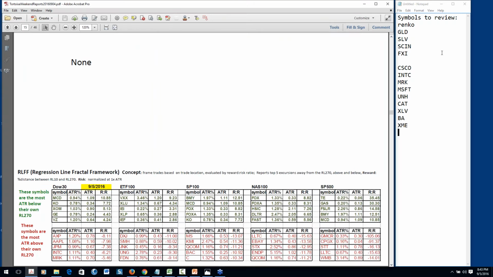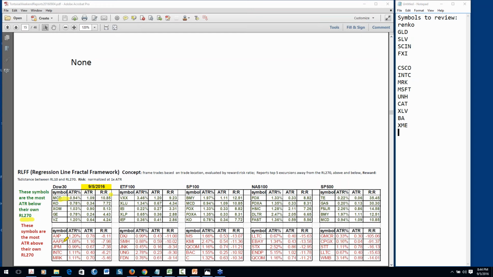On the RLFF, I just want to show the difference between a relative strength leader and a laggard on this one. We're going to look at McDonald's in the green here at 10.85 reward to risk ratio. On the green, these are the deep discounted ones, the ones that are the most below their long-term value, which is the RL270. This one is almost 11 ATRs below long-term fair value.